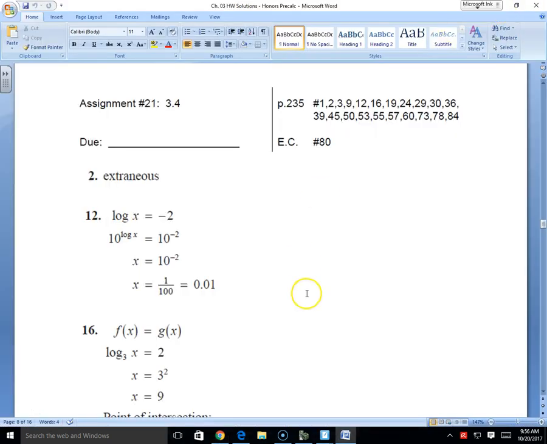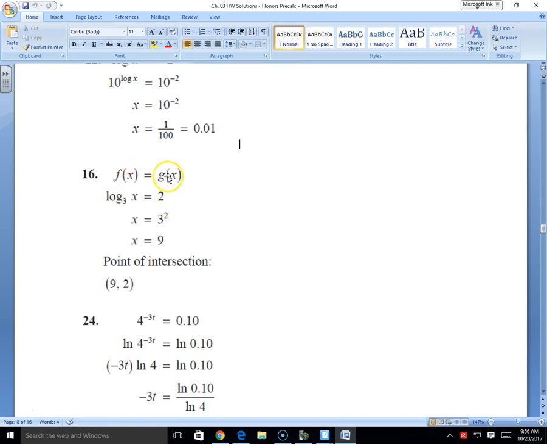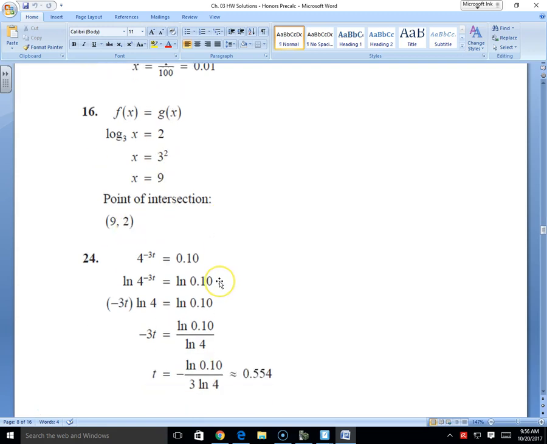Let's get back to our checking. Color pens at the ready. Extraneous, we talked about that yesterday. Number 12, final answer, 10 to the negative 2. 1/100th is the best answer in my opinion, 0.01. Number 16, you have to set them both equal to each other to find the point of intersection. Solving ends up with 9, and then the y value came from g, which was 2.